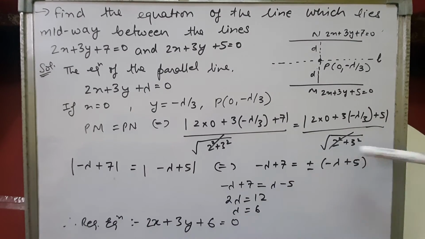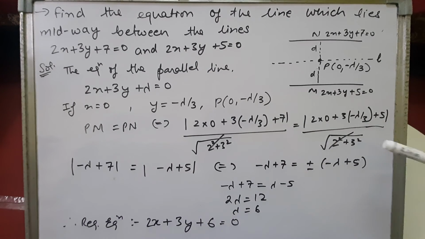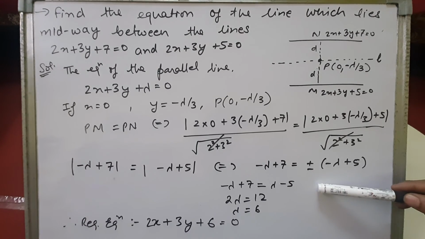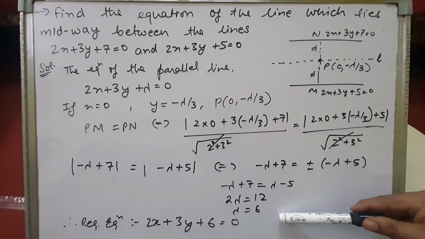So under root 2 square + 3 square will get cancelled. And when we solve these terms, we'll get mod of (-lambda + 7) = mod of (-lambda + 5). So when we remove the mod, we'll get -lambda + 7 = plus minus (-lambda + 5). When we take the plus sign, the lambda will get cancelled, so no value will be obtained. When we take the minus sign, we'll get -lambda + 7 = lambda - 5. So 2 lambda = 12, lambda will be 6.